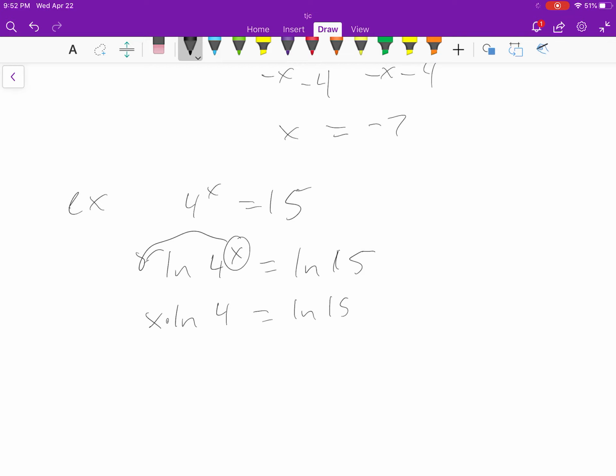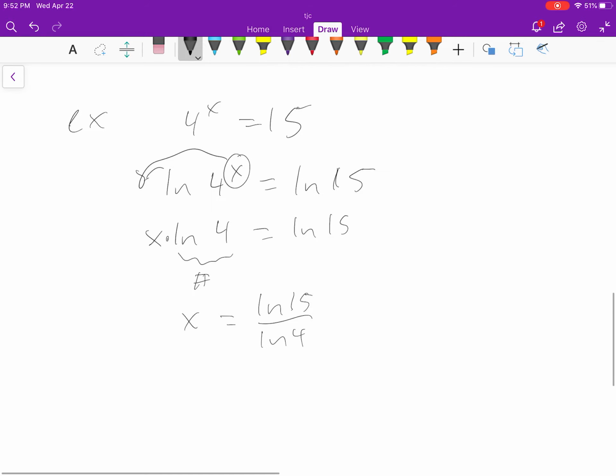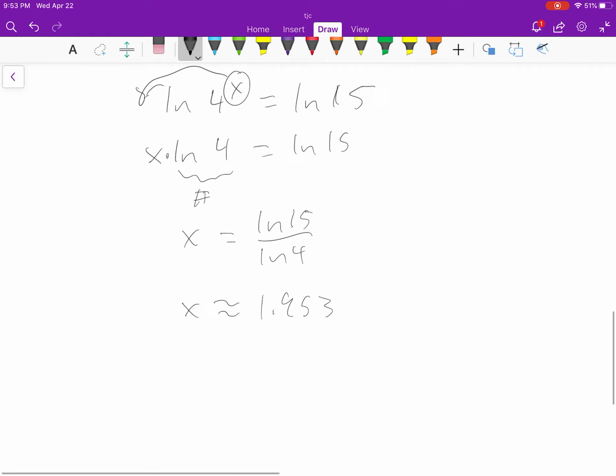And it becomes multiplication. Then all we do is we know this is some number. So this is really like some number times x. And we're going to divide both sides by that number to solve for x. Okay. So x equals ln 15 over ln 4. If you want an actual approximation of a number, you'd have to plug it into a calculator at this point. And when you do that, you'll get x is approximately equal to 1.953, and you're done.